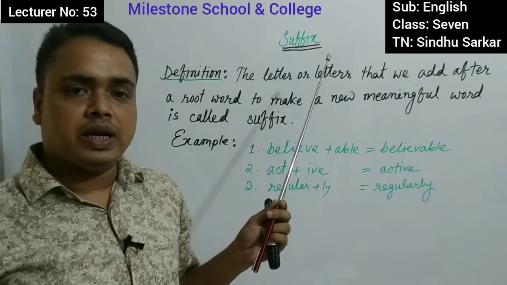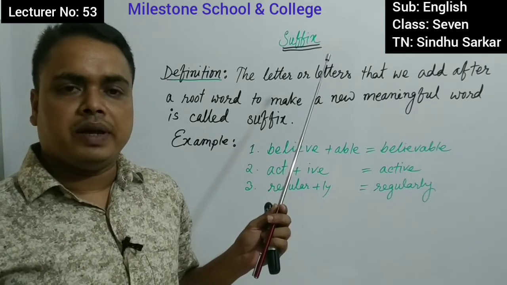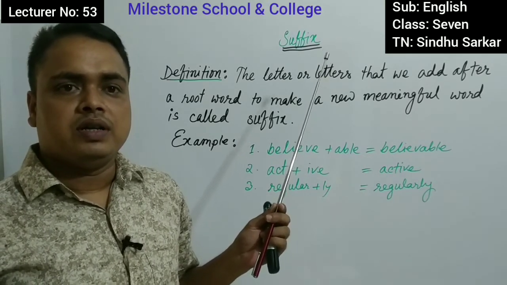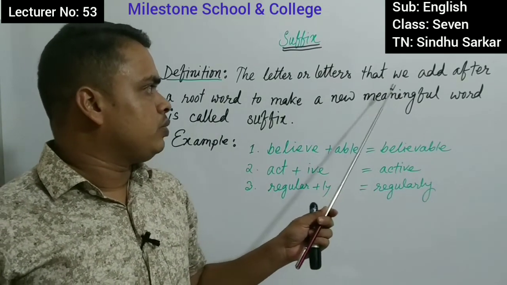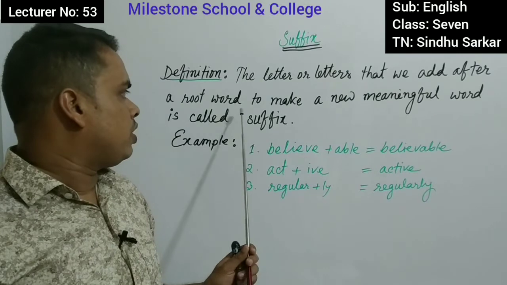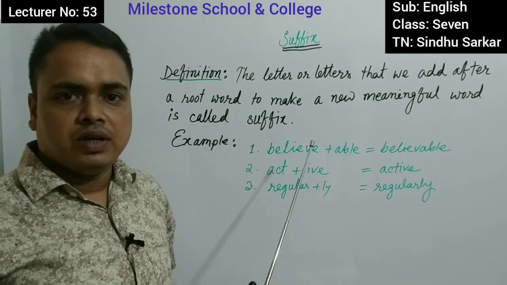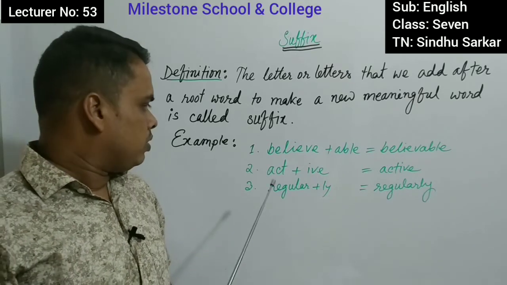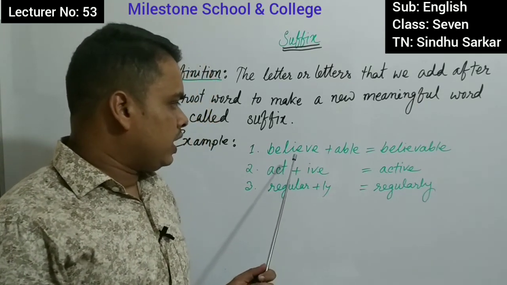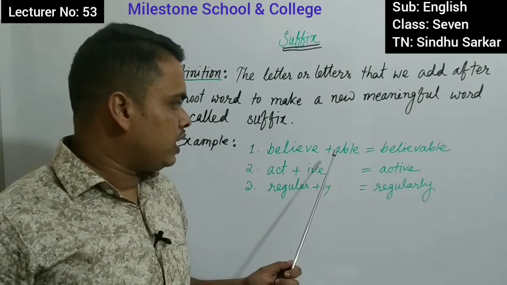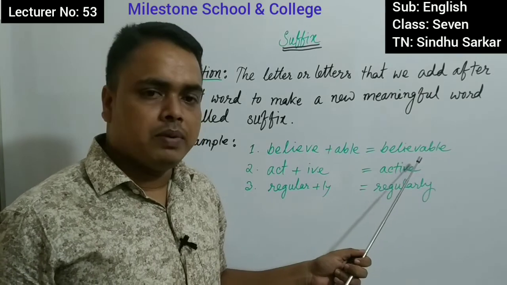Whenever we add some letter or letters after a word and make a new word, it is called a suffix. Look at the definition: the letter or letters that we add after a root word to make a new meaningful word is called a suffix. Now look at the example. Here, believe plus able. The main word is believe. Now we add the suffix able, and the new word is believable.